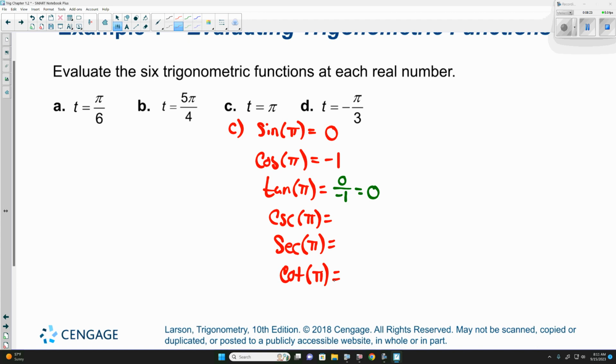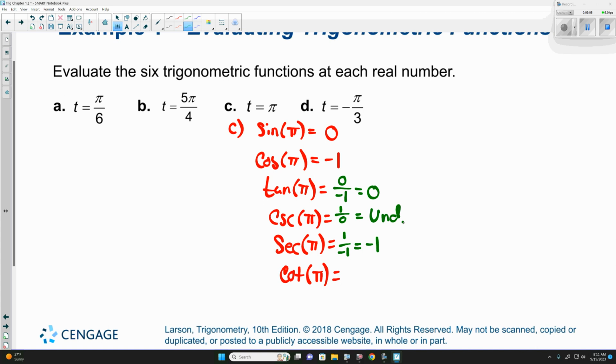Let's look at secant of pi first. So secant is 1 over cosine, or the flip of cosine. Well, 1 over negative 1 is just negative 1. We're good there, yes? What would cosecant be? Almost. Cosecant, CSC, is 1 over sine, so that's 1 over 0, which is undefined. So cosecant's undefined at pi.